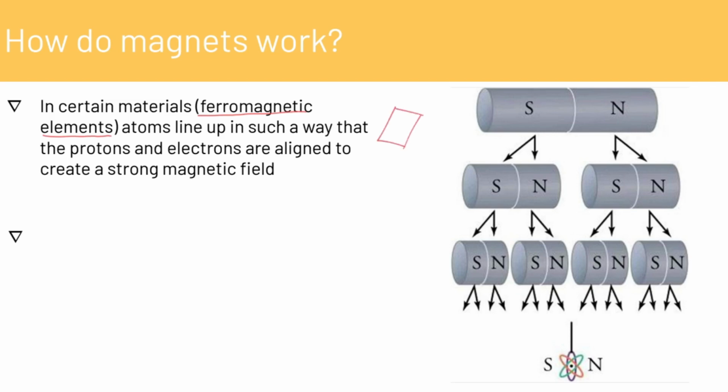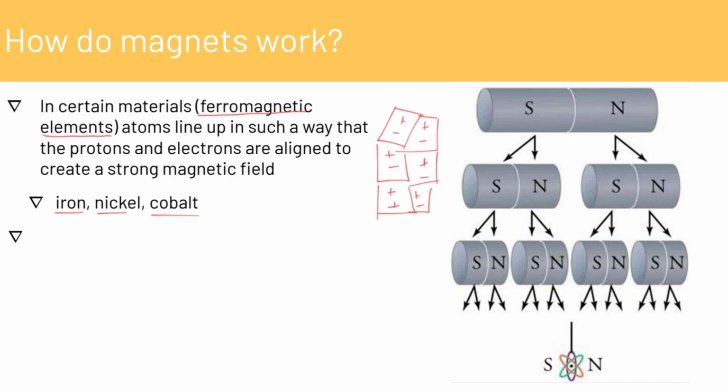So we have all these areas inside an element, and they line up such that the positive and negative areas within it are mostly aligned, so that the positives and negatives are all pointing mostly in the same direction. Elements like iron, nickel, and cobalt are all ferromagnetic materials, elements that can create magnets.